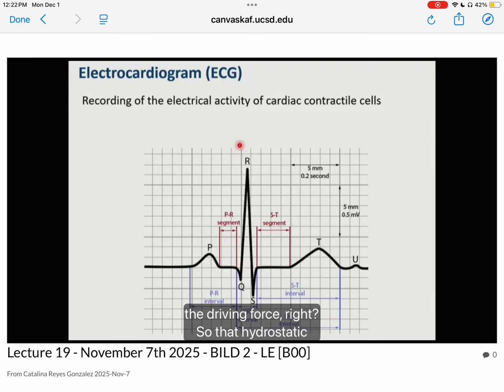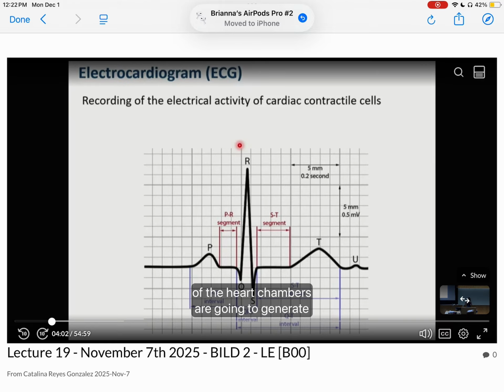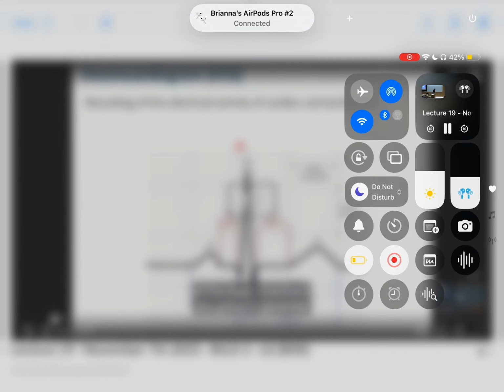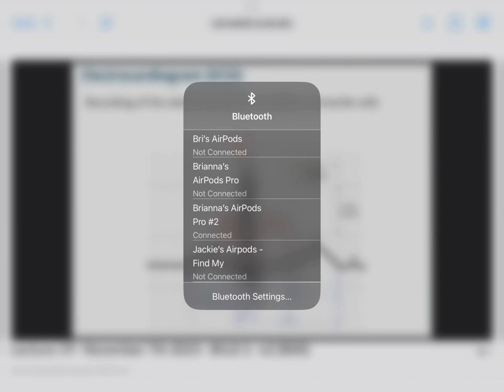that it's the driving force, right? So that hydrostatic pressure of the blood exerting a force against the walls of the blood vessels. And the contraction of the heart chambers are going to generate that driving force, which we call blood pressure.